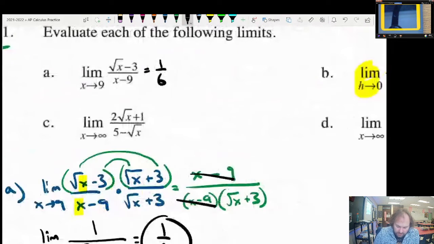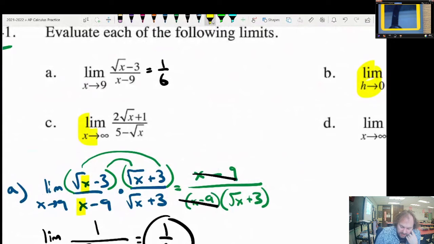Question C has a limit as x approaches infinity, and this means we're talking about end behavior here. So this is less of a math problem and more of a thinking problem. What's going to happen when we plug in infinity into these two x's right there? Well, first of all, the plus 1 and the 5 minus don't really do anything. We can kind of ignore those.